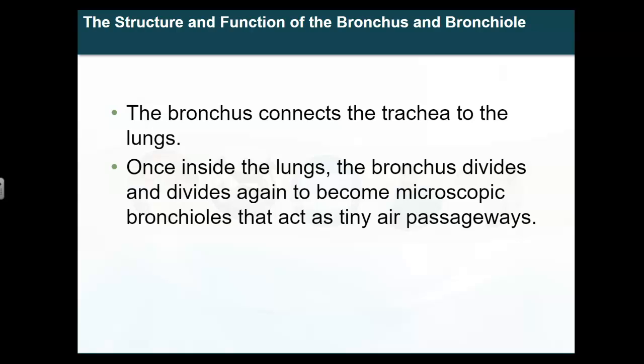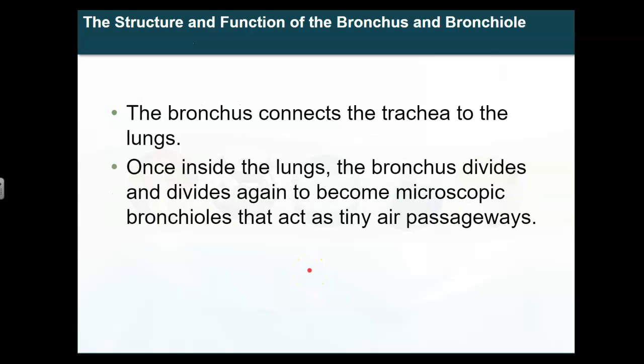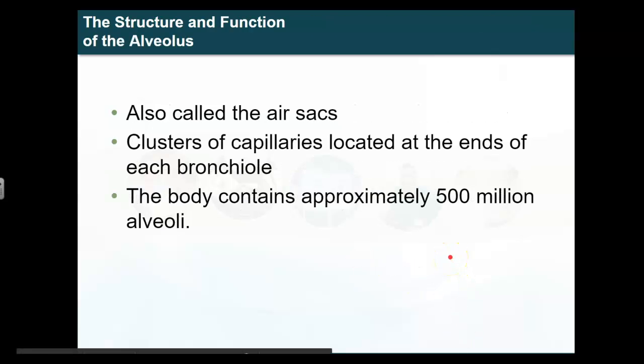Once you're inside the lungs, the bronchus divides and divides again to become microscopic bronchioles that act as tiny air passageways. To think that they're microscopic, I think helps paint a better picture of what we're actually referring to. So the bronchus connects the trachea to the lungs, and then the bronchus becomes the bronchioles, and then the bronchioles turn into alveoli. The alveoli are air sacs.